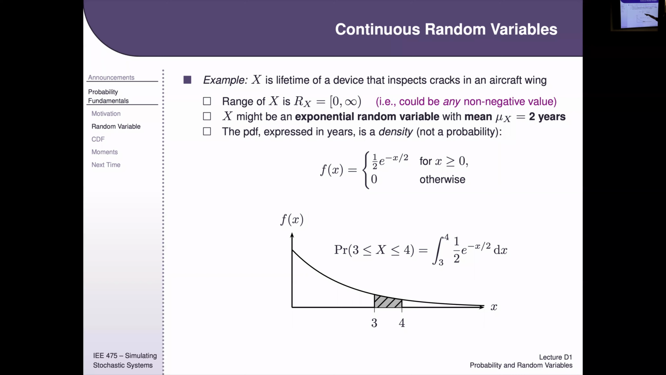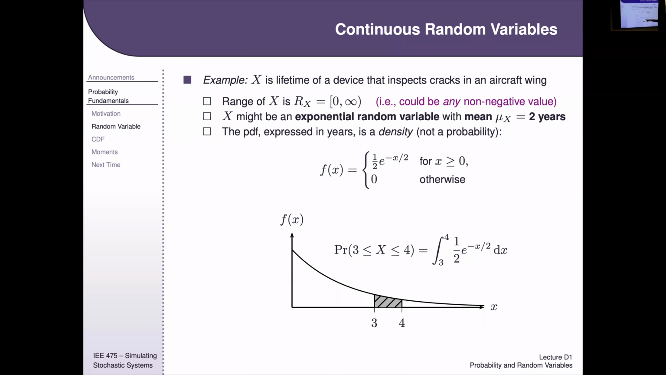And so the PDF, the probability density function, expressed in years, is a density, not a probability, of this thing right here. It just so happens that when I plug in X equal to 0, this starts at 1/2. But there's no need for that density to start at 1/2. If I change the mean here, then this density might start at 10 and then fall off much more quickly. All that matters is the area underneath is equal to 1.